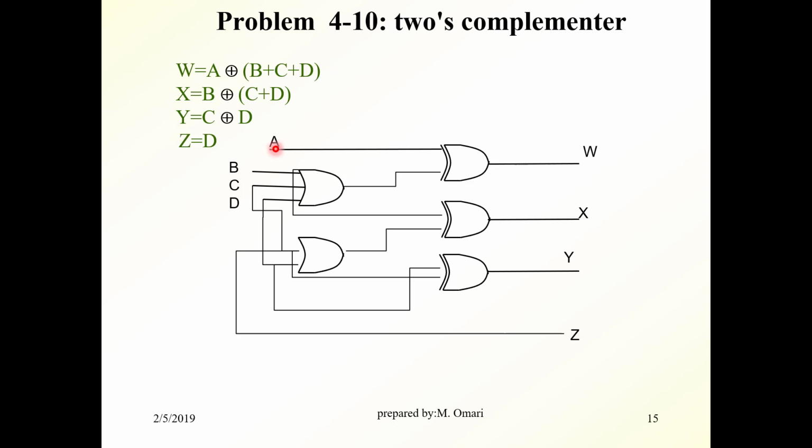And if I draw the circuit for these outputs, I will get this circuit. So this is a 4-bit 2's complementer where you put the inputs A, B, C, D, and immediately you get the 2's complement of this input at the output W, X, Y, Z.